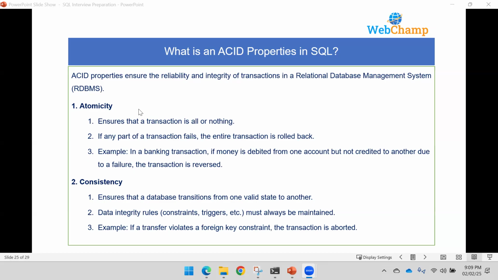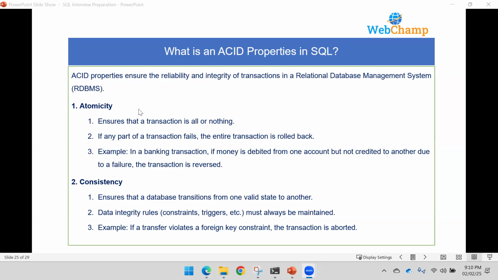Meaning, if someone initiated a transaction, the money has been debited, but the money is not credited to the third party person's account. In that case, your transaction is not completed. So the entire transaction should be rolled back, and the money from whose account it was debited should be returned. So this comes under atomicity.